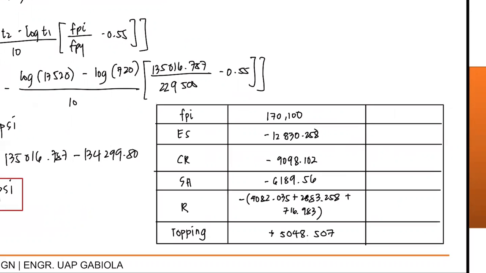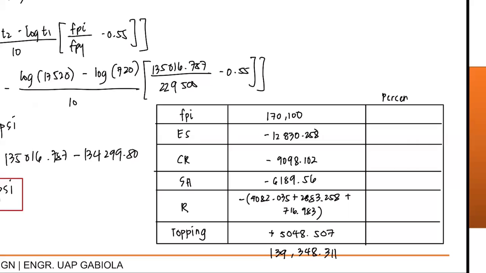Okay? So, pag tinotal natin yan, so 170,100 minus 12,830.258 minus 9098.102 minus 6189.56 minus yung mahaba 4082.035 plus 2883.258 plus 716.983, okay, plus 5048.507. Yung magiging sum natin is 139,348.311. Okay, so ito yung na-remain.